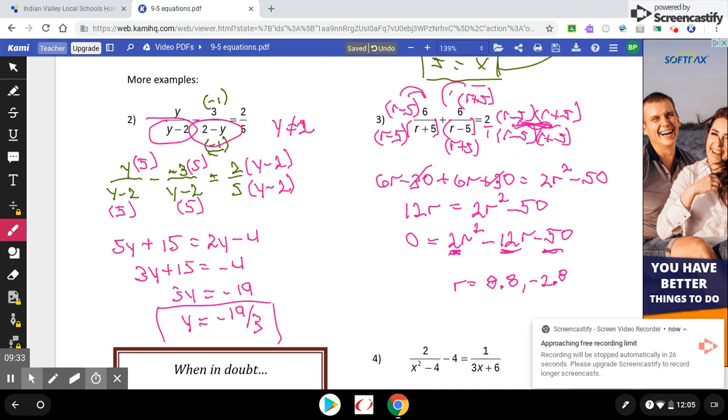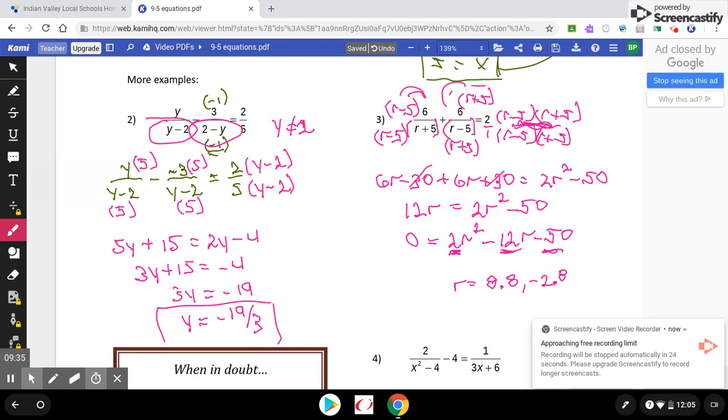Hey, go back to the original problem real quick. Hopefully you notice that r couldn't be positive 5. And r could also not be negative 5 based on those parentheses that we had to start with. But we did not get that for an answer. Therefore, these two guys are acceptable, and they are, in fact, the answers.